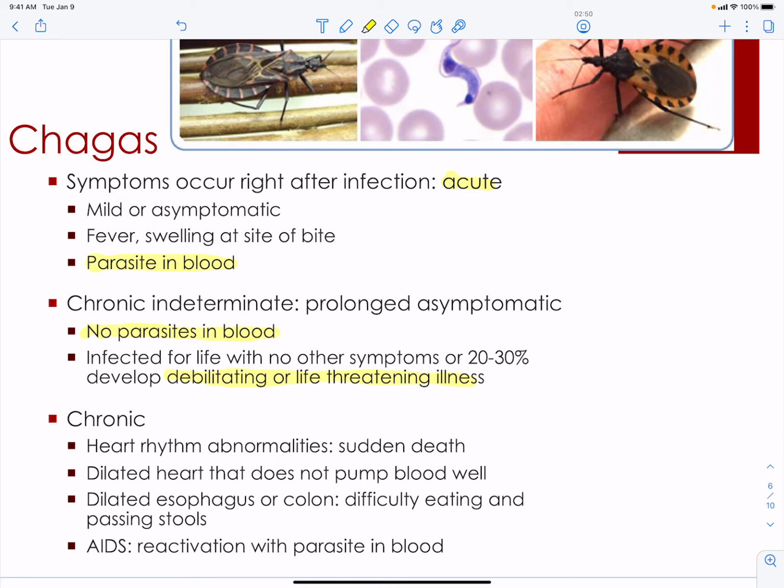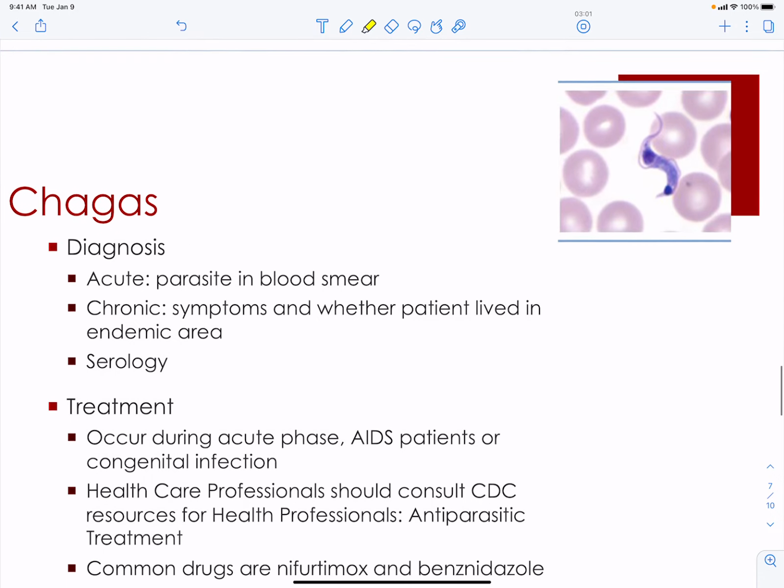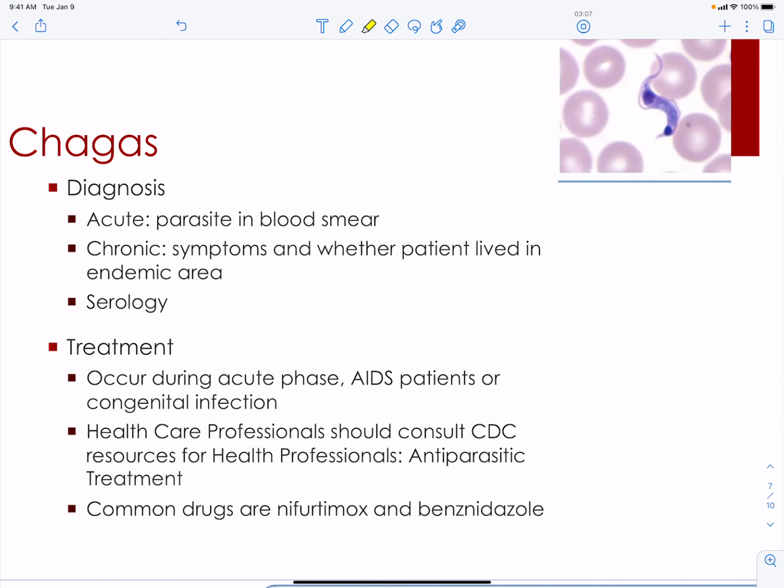In the chronic phase, you can have sudden death, which is associated with heart rhythm abnormalities and a dilated heart. You can have difficulty eating, and AIDS patients can have reactivation of the parasite in blood. Now, with Chagas disease, you can detect the parasite, shown here in a blood smear, if it's the acute phase. In the chronic phase, diagnosis relies on the symptoms, potential exposure, as well as serology. Treatment is going to be aggressive if you have an AIDS patient, and the CDC has anti-parasitic treatments for this.